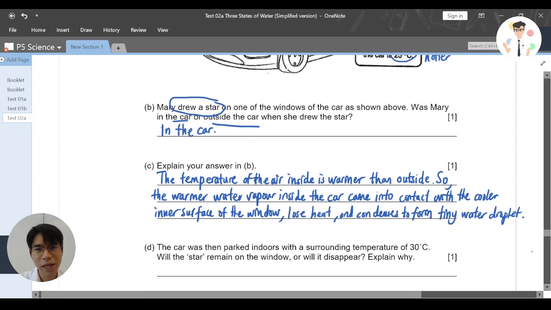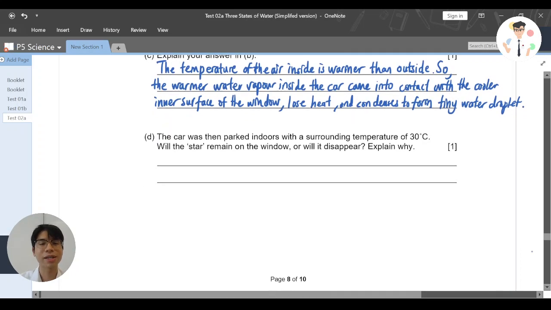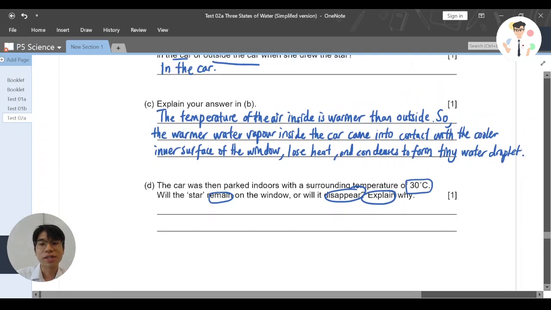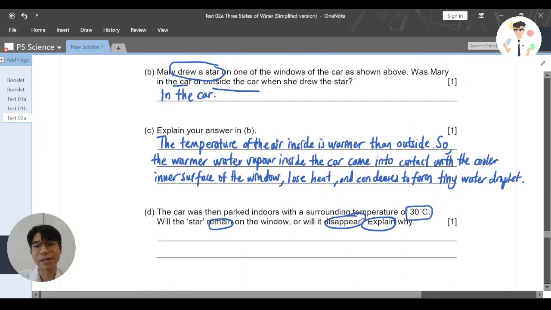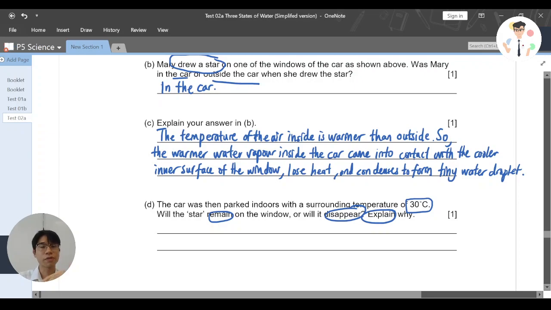Now, let's move on and look at question D. Question D says the car was then parked indoors with a surrounding temperature of 30 degrees Celsius. Will the star remain, or will it disappear? Explain why. Again, when they ask you to explain, you must explain clearly with scientific terms. Now, the first thing you should understand is, inside is 25, right? Now, outside is 30. 25, 30.